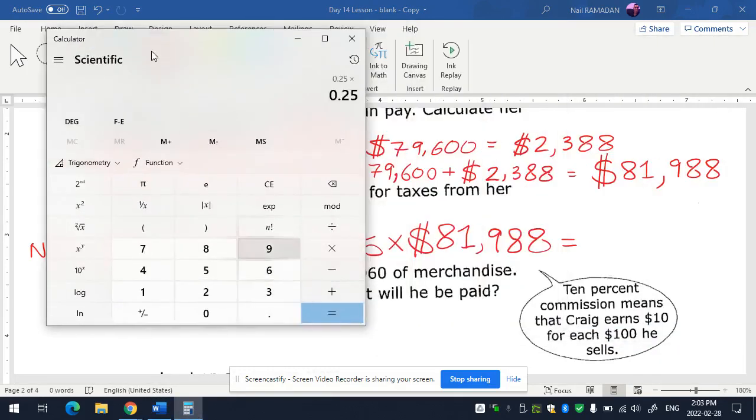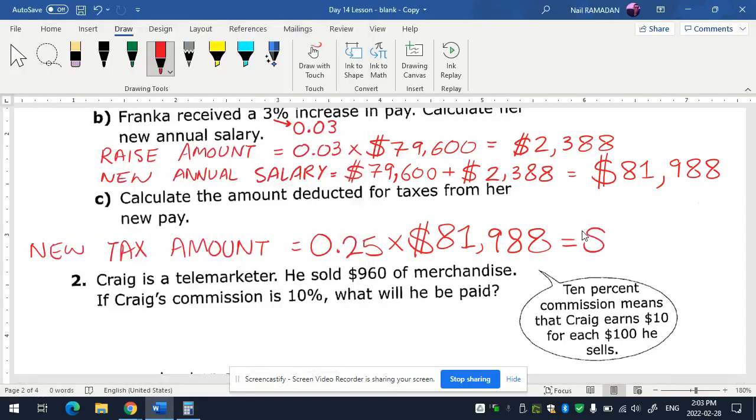25 times 81,988. Yep. She used to be shy of 20,000. Now she actually went over the 20,000 by how much? By $497. So 20,497. Okay. Yep.